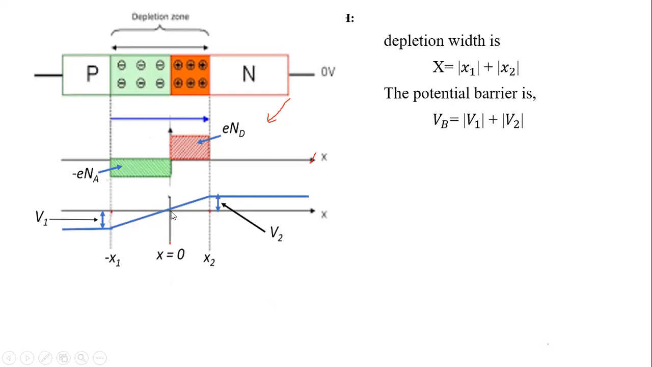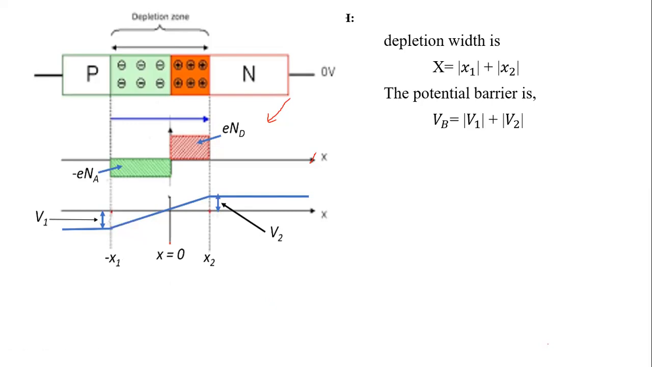And if you measure a distance between x equal to 0 to minus of x1, the magnitude of this distance is magnitude of x1. So this will give you the addition of this width and this width on the p side. This will give you the whole depletion width across the p-n junction.